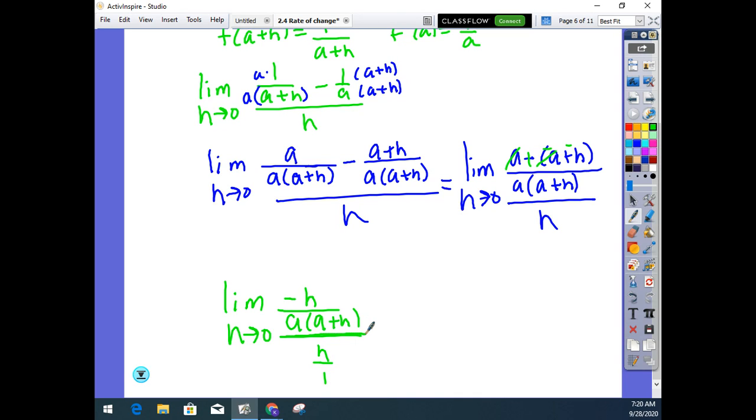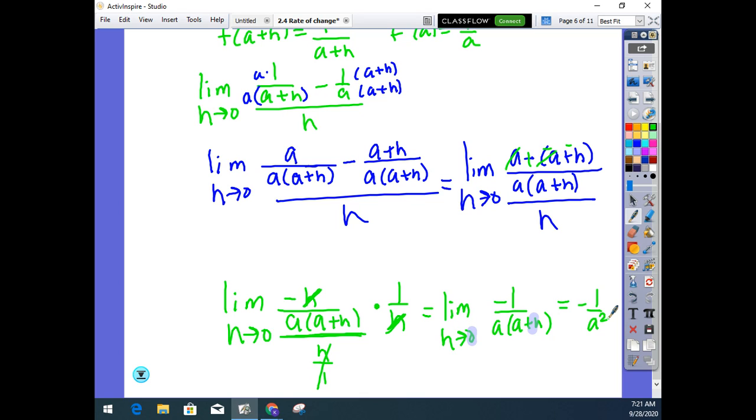When I divide by h over 1, it's the same thing as multiplying by 1 over h, multiplied by the reciprocal. This h factor on the top cancels this h factor. The limit as h approaches 0, we're left with negative 1 on the top over a plus h. Now, once I cancel these h's, I can plug 0 in for h, and I get negative 1 over a squared.